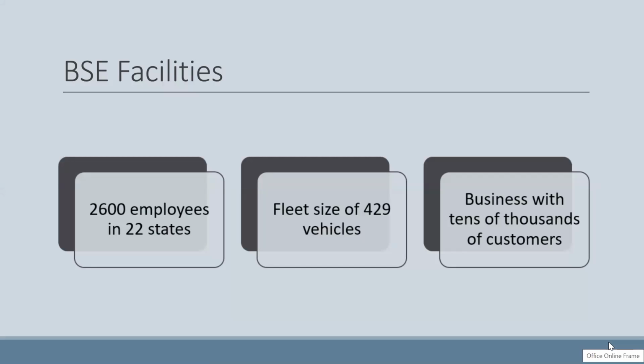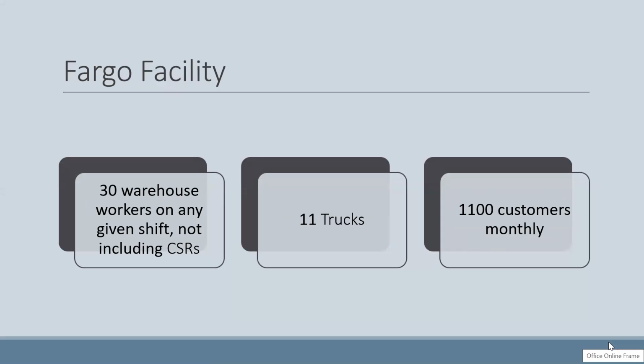Thanks, Dave. To give you a better understanding of the size of Border States, I'm going to run through the facilities of BSE. The overall company has about 2,600 employees in 22 states, with about 429 vehicles doing business with thousands of customers. The Fargo facility individually has 30 workers on any given shift, not including the CSRs, customer service reps, with 11 trucks delivering to 1,100 customers monthly.